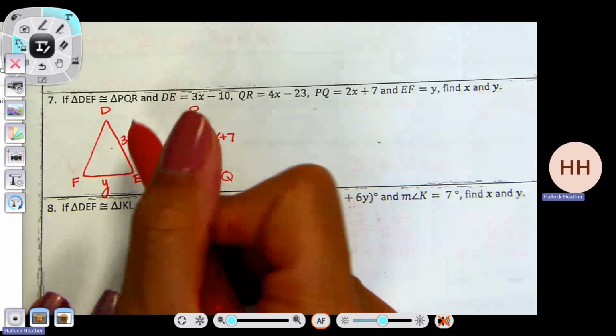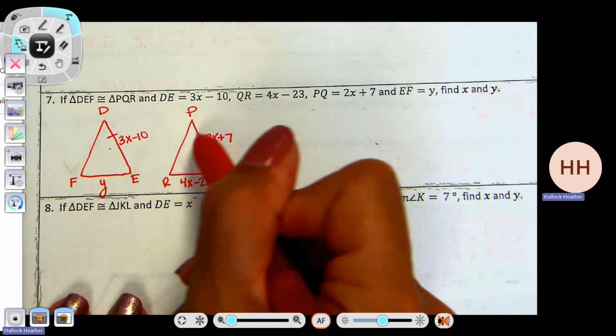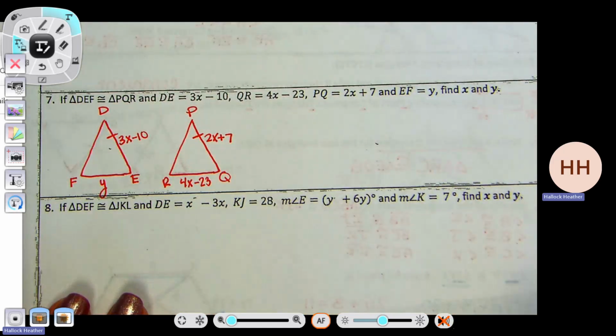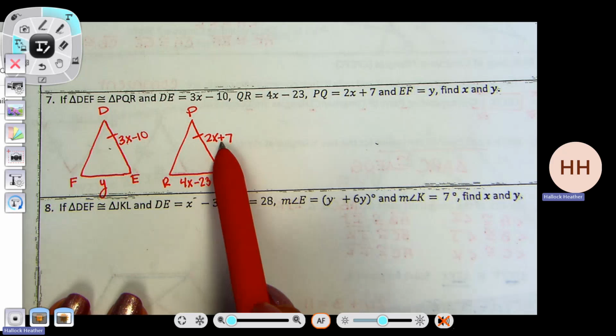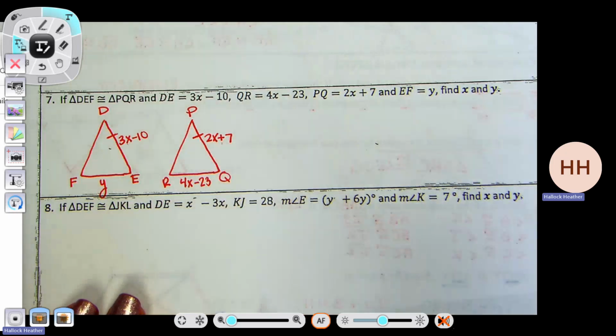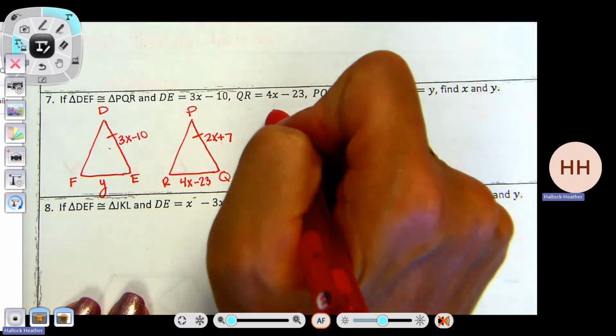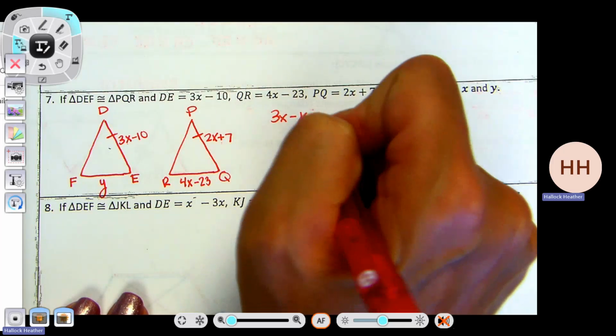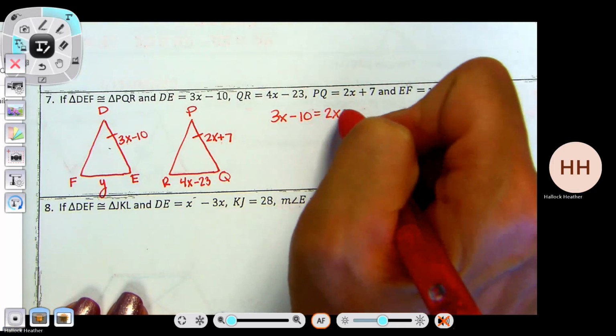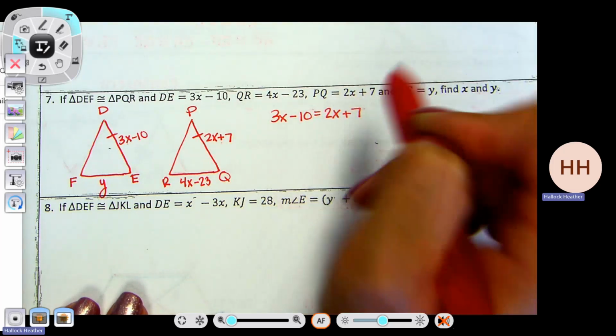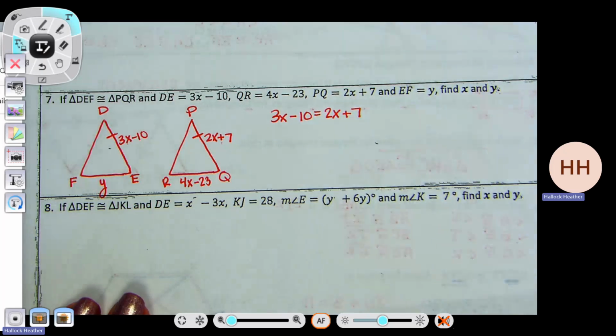Does anybody see what you could do first? Tell me. Good, because this side is the same as the right side on the other one, because they're in the same spot, this is equal to this. This time you're not adding to make 180 because it's sides. So those 2 sides are congruent, so I can set them equal to each other. So take a second, solve for x.